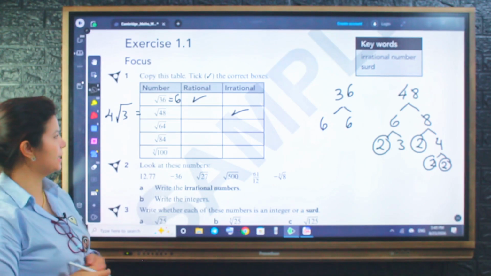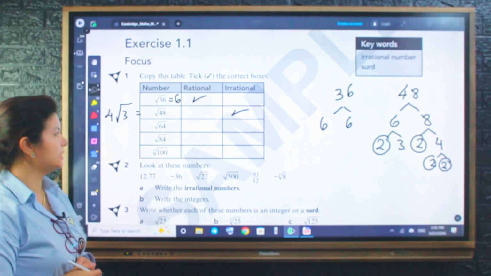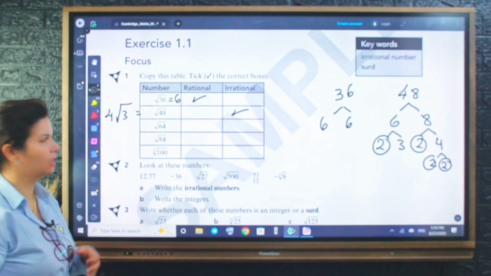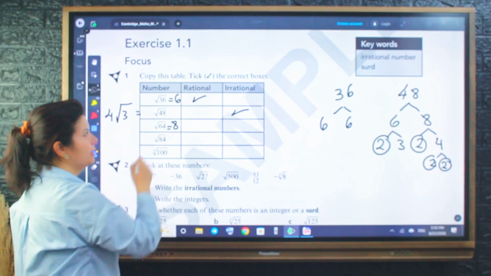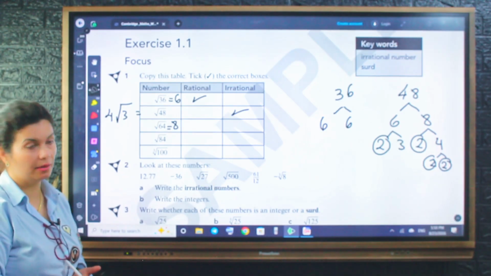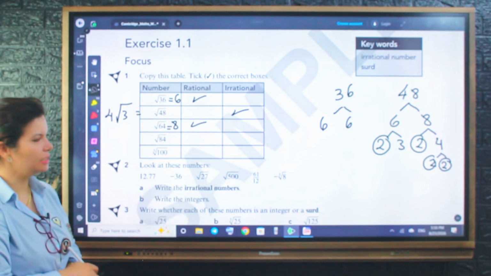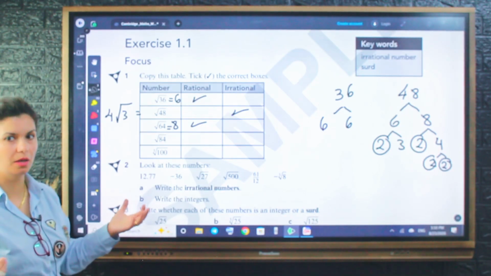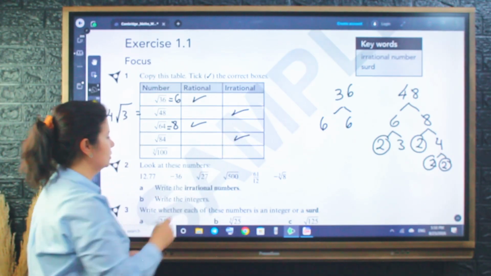Okay, let's see the second one, the square root of 64. 64 can be factorized to be 8 times 8. So the square root of 64 is 8, and 8 here is a rational number, correct? Okay, 84, can we take it off the root? Yes, we can, so it's a rational number.